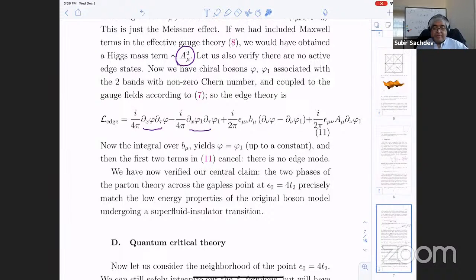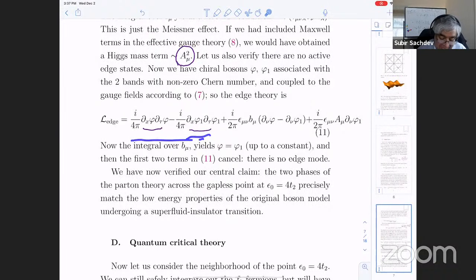So there are 2 counterpropagating edge states, but when they couple to the gauge field, the 2 counterpropagating currents have to be exactly equal, not just on the average, but dynamically. So you get a delta function between this and this. And once that's the case, this term will cancel that term. There is no edge theory left.